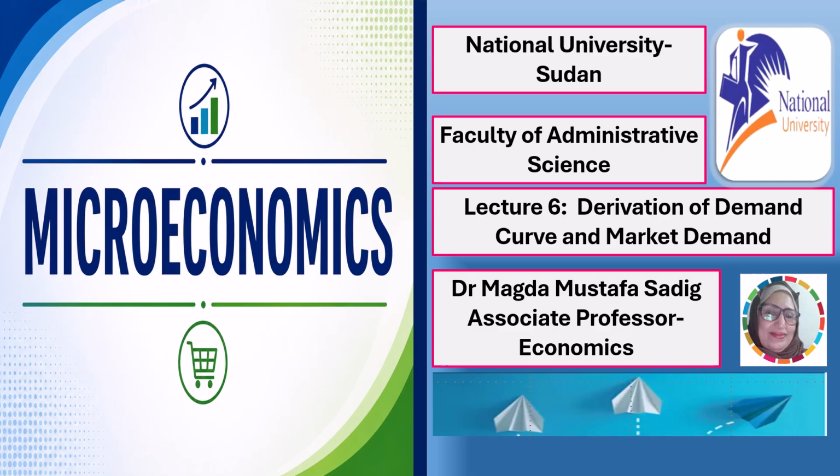In today's lecture, we are going to explore one of the most important concepts in the theory of the consumer: how economists derive the demand curve using indifference curve analysis. You already know that consumers make choices based on their preferences and their limited income. But have you ever wondered why the demand curve slopes downward? Today, we will answer that question step by step.